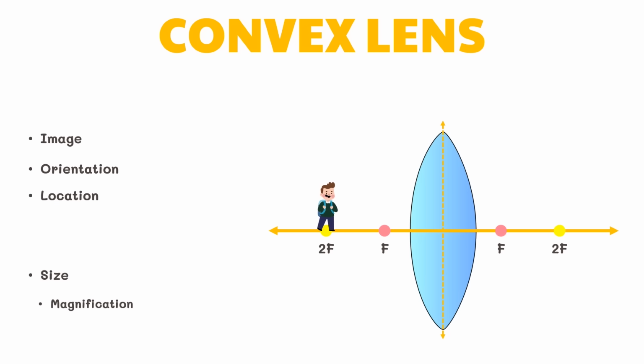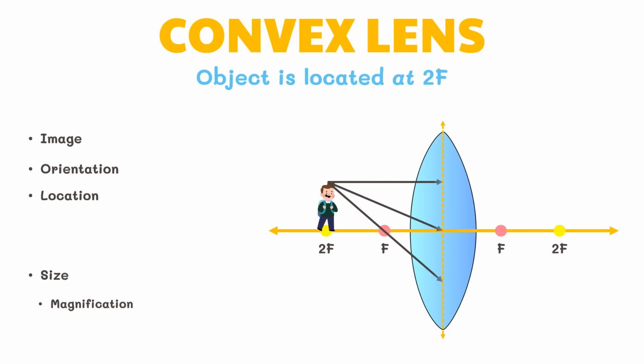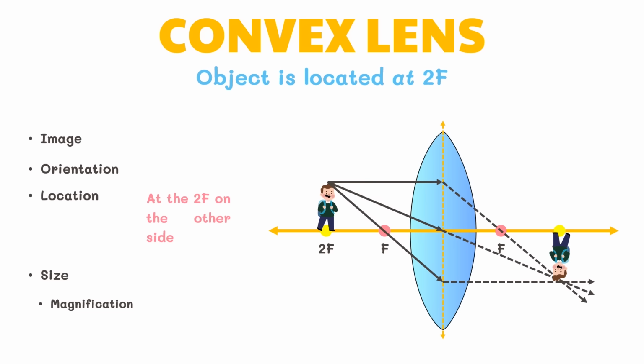When the object is located at a 2F point, the image will also be located at a 2F point on the other side of the lens. In this case, the image will be inverted. The image dimensions are equal to the object dimensions. A 6-foot-tall person would have an image that is 6 feet tall. The absolute value of the magnification is exactly 1. Also, the image is a real image.